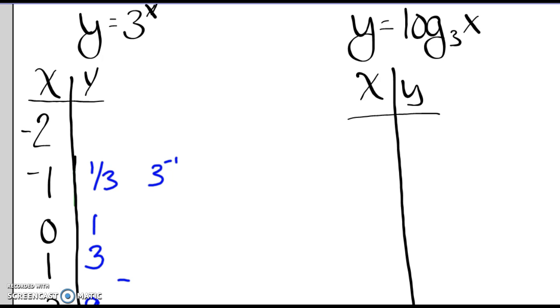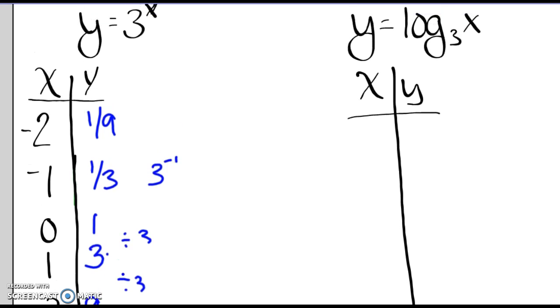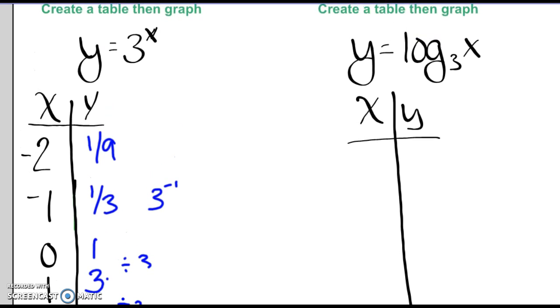In other words, it fits pattern 2 because you divide by 3. 9 divided by 3 is 3. 3 divided by 3 is 1. 1 divided by 3 is a third. 3 to the negative 2 is 1/9. So I have my in-out table for y equals 3 to the x.